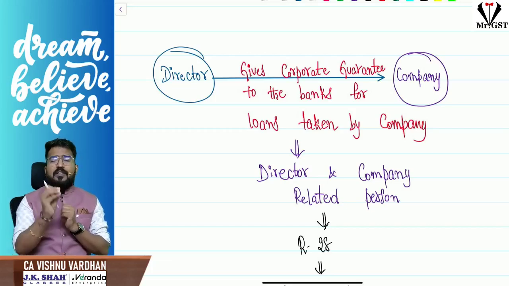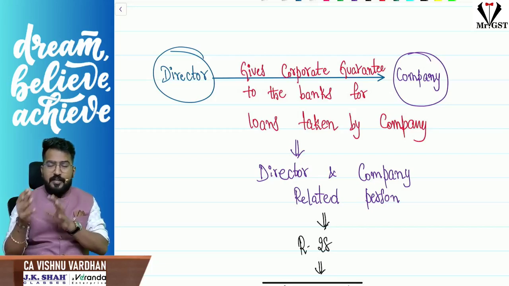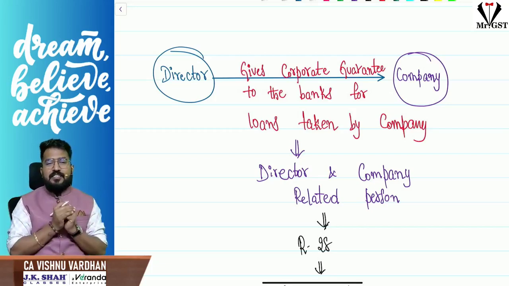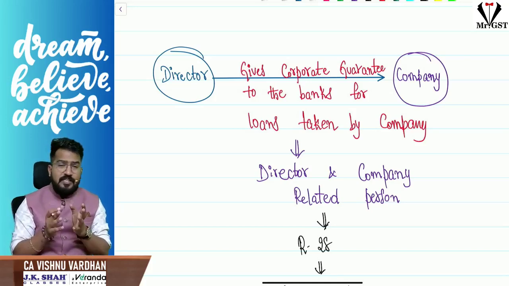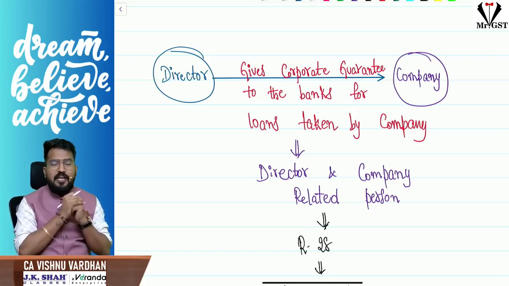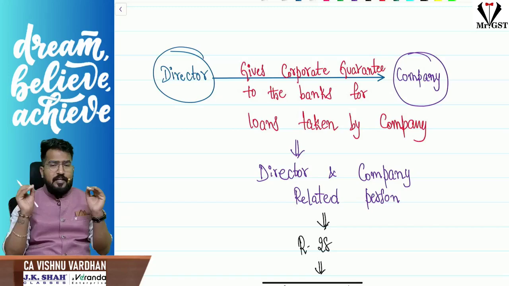Now, the RBI guidelines say any director giving a corporate guarantee for the loans taken by the company should not receive any consideration. That is what the RBI guidelines say. That means for this transaction, there is no open market value available. Then what is the value of supply? Nothing. So nil, and no GST.